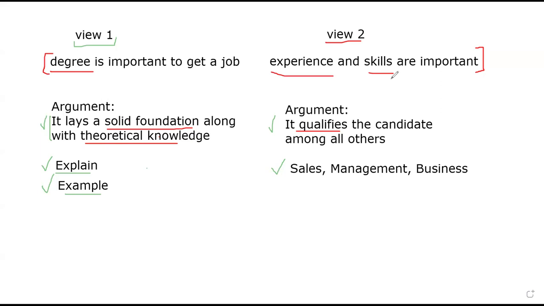Yes, very nice. Great structure. Let's take a look at some of the mistakes. So first, we should state the view as well. So we can say, educational degree is important because it's a solid foundation along with theoretical knowledge. And then we have successful persons. So there is no such word as persons. You should write people.